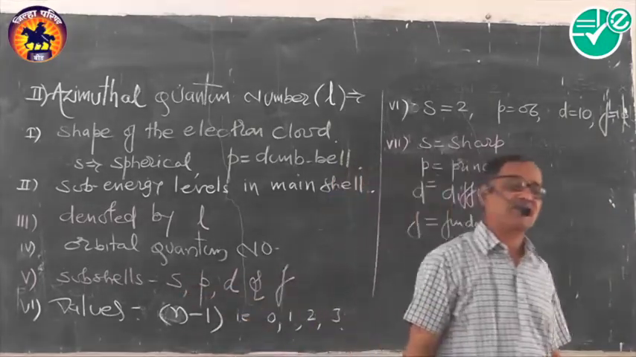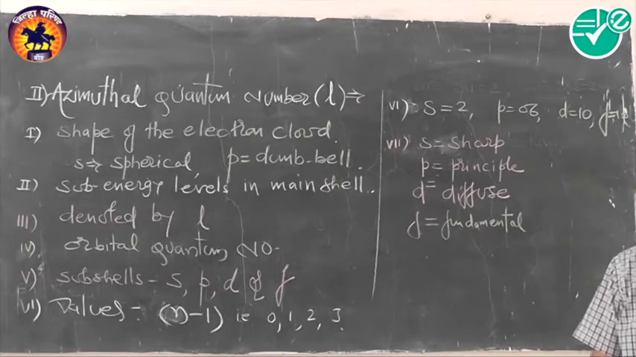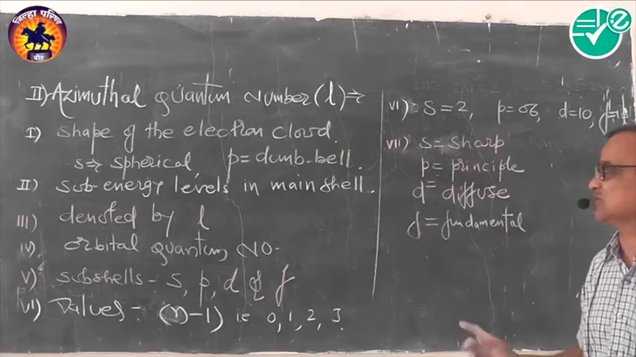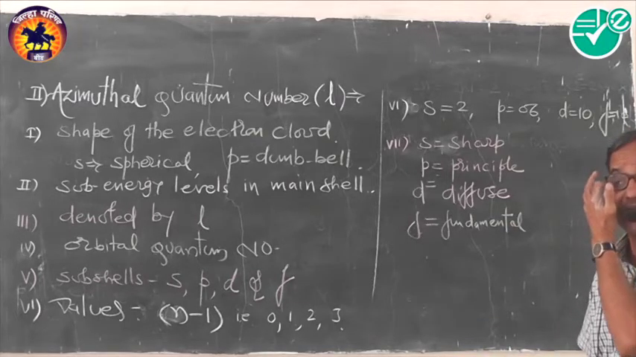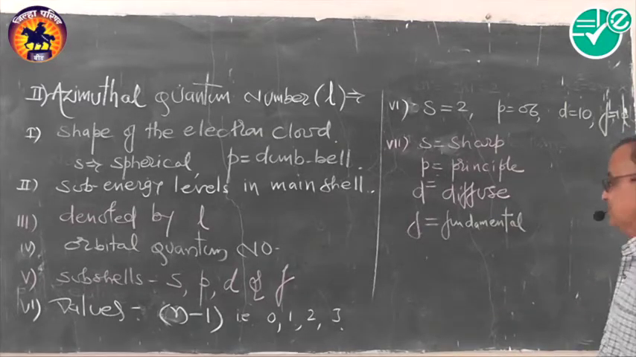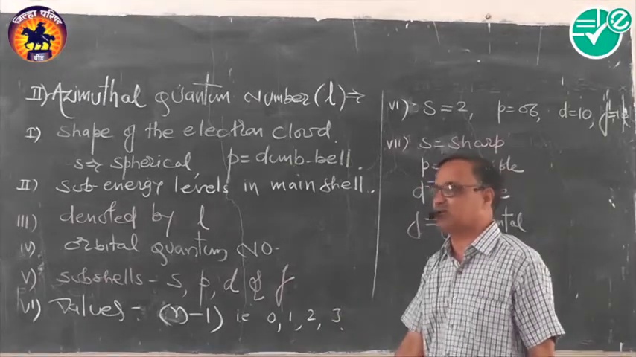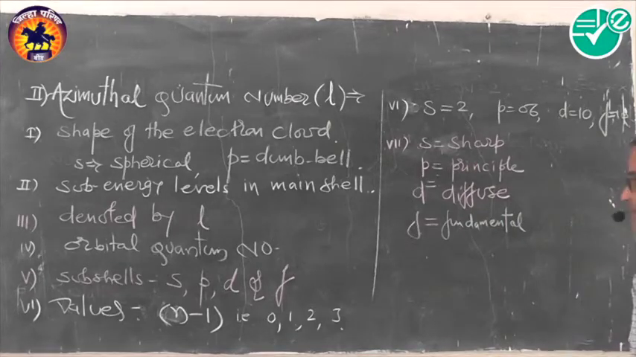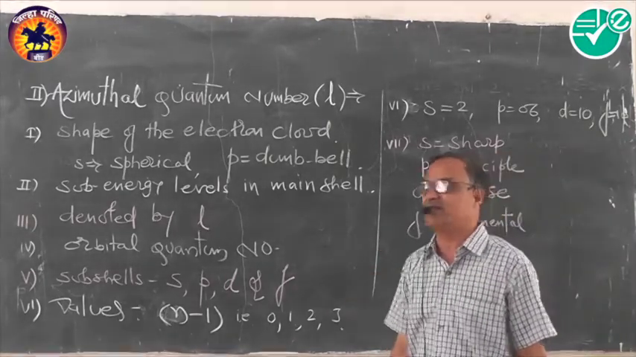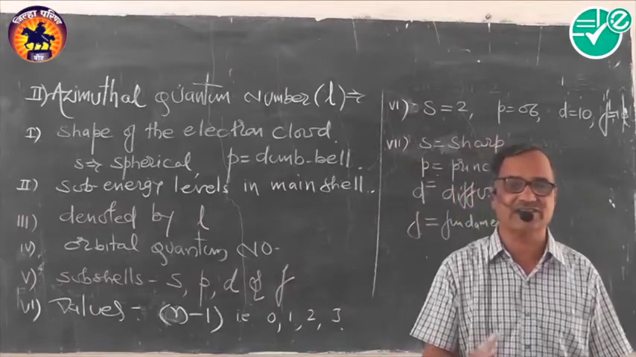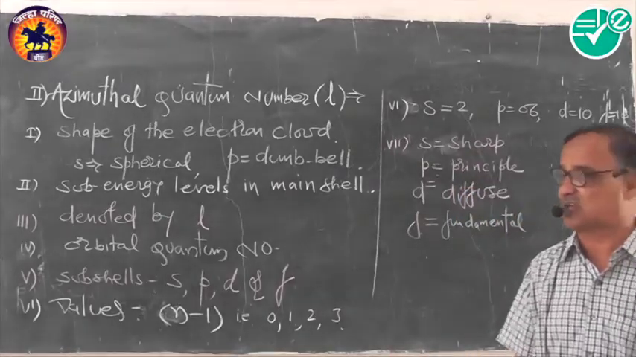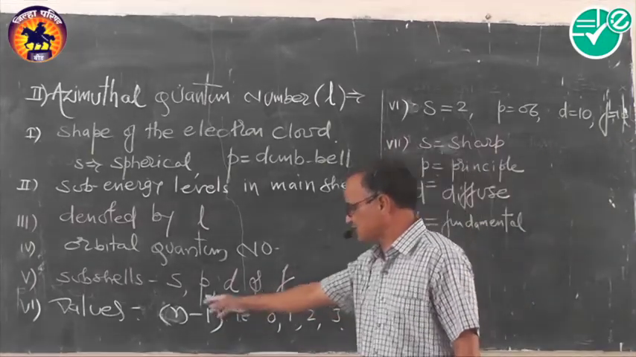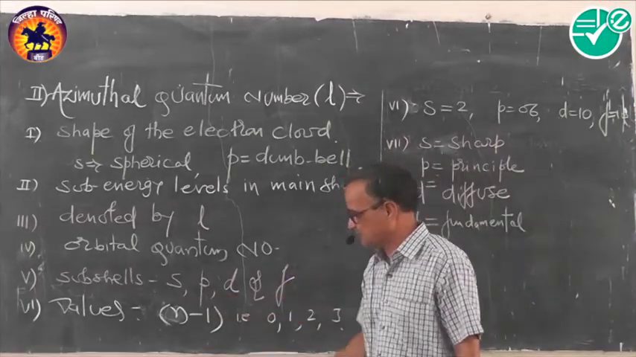Fifth point is that the sub energy levels or subshells are denoted by small letters, because principal quantum number gives the number of main energy levels present in the atom of an element. This quantum number gives the number of subshells or sub energy levels present in the main energy level. As these are sub energy levels or subshells, hence they are denoted by small letters, that is s, p, d and f.